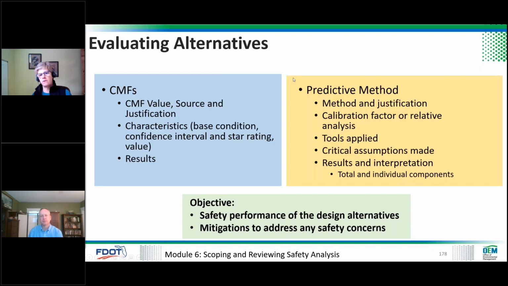If the predictive method is used, were the right models selected? Is there a calibration factor? Was the correct calibration factor applied? Or are we doing a relative analysis, which is fine, but we need to know what models were used, literally what software. Again, the critical assumptions and the implications of the results.